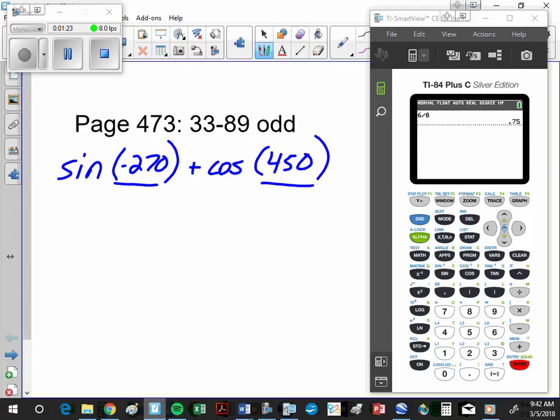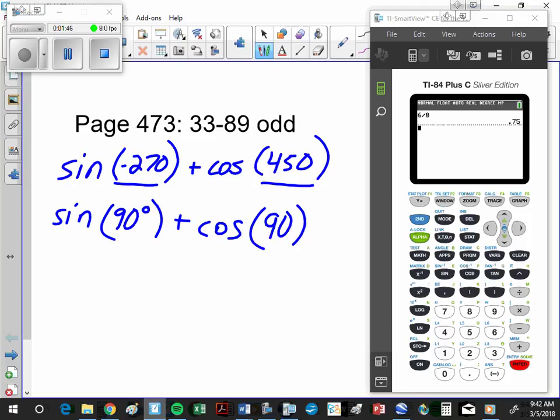So what would you do to 270? Add 360 and you're going to get the sine of 90 degrees. Right? Okay. Plus the cosine of, you're going to subtract 360 to get it within one rotation, and the cosine of 90. Okay, so on my unit circle, we're right here, 90 degrees.